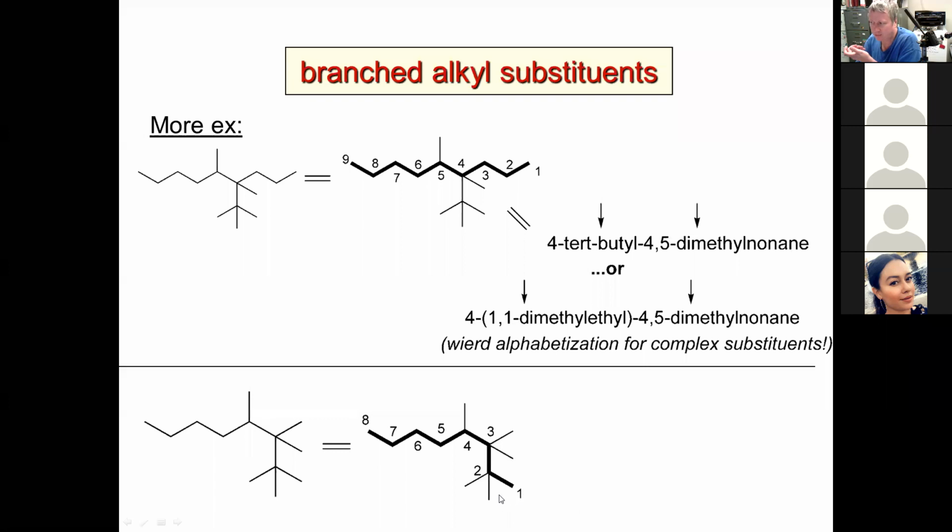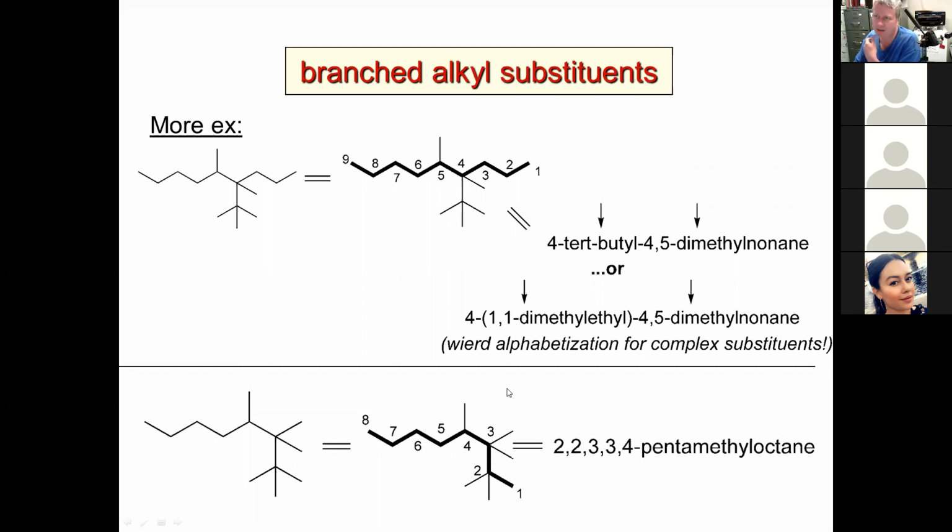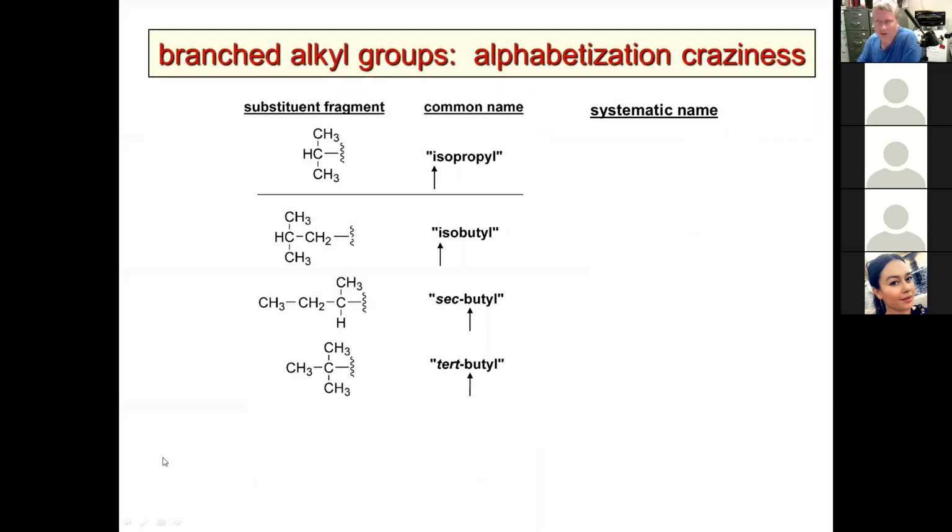It's going to be 2,2,3,3,4-pentamethyloctane. So this was a trick. The trick was that you have to find the longest chain. You don't just start seeing tert-butyl and say, oh, it's something tert-butyl. No, it's not tert-butyl. You have to go through the longest chain. That's cool. Okay, so we're almost done with this.